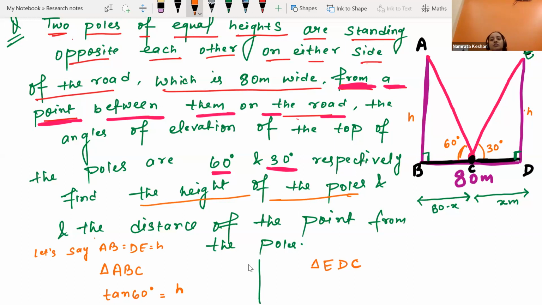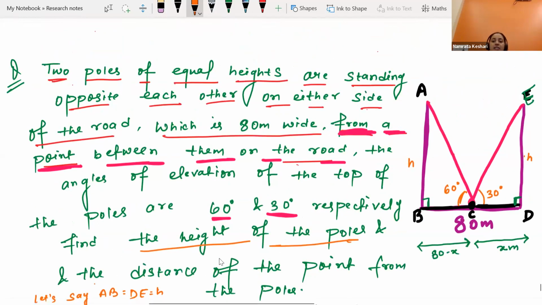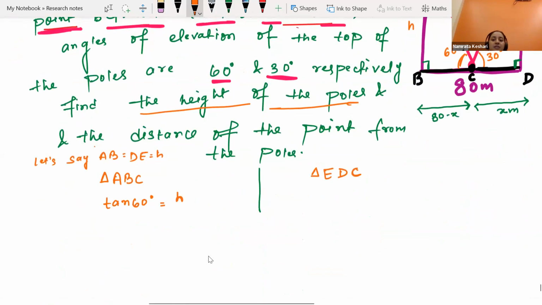You have to make it clear which one you are calling X and which one you are calling H. Okay, so now opposite over adjacent. In this triangle ABC, which one is the adjacent side? BC. Yes, BC. So BC we have taken as 80 minus X. Yes or no?